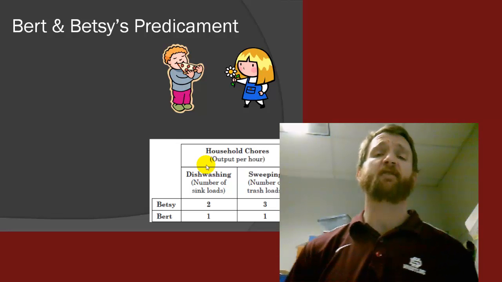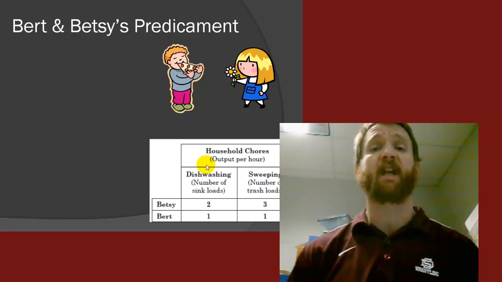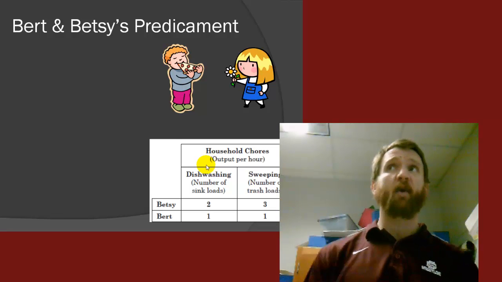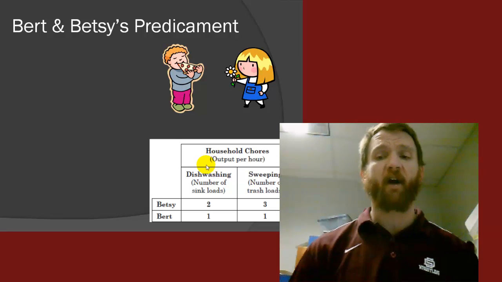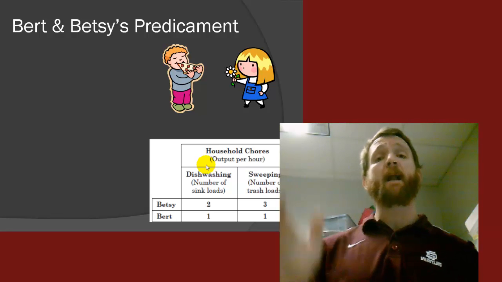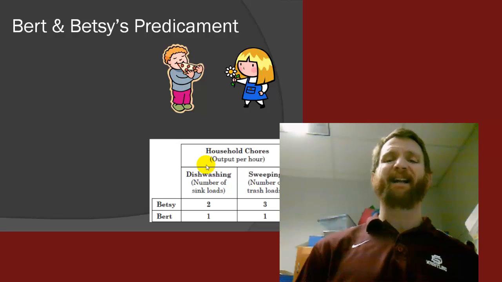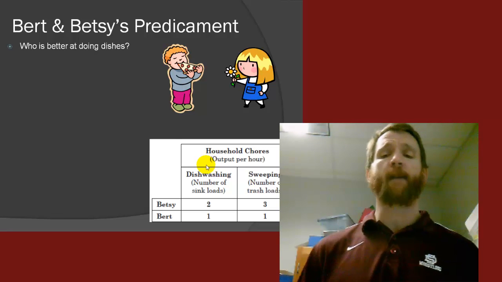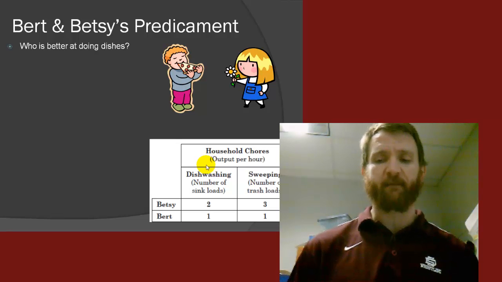Sweeping and taking out trash. Betsy is also more efficient at this. She can do 3 loads of trash in an hour compared to her lazy sloth brother who can only do 1. Bert is a lazy sloth, but Bert can do that, but not as quick as Betsy, the overachiever, great kid. All right, so who's better at doing dishes? Obviously, Betsy's better at doing dishes.